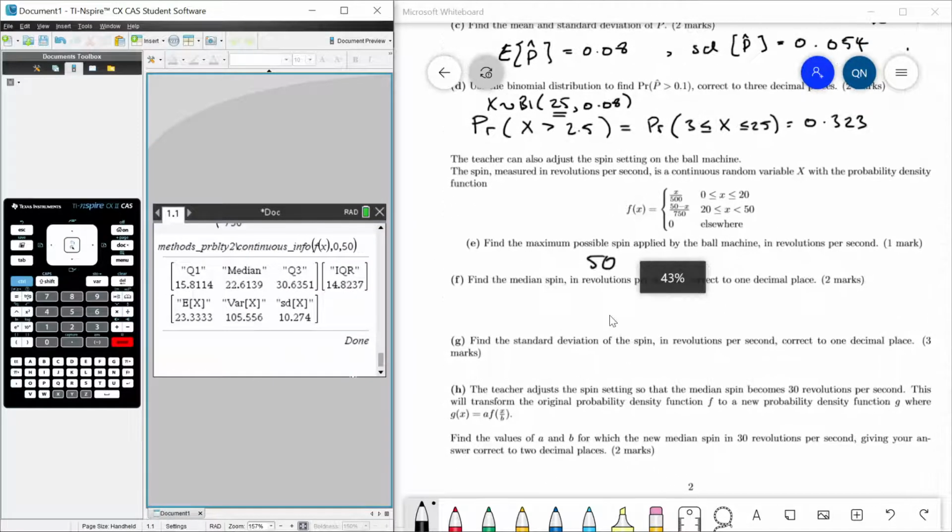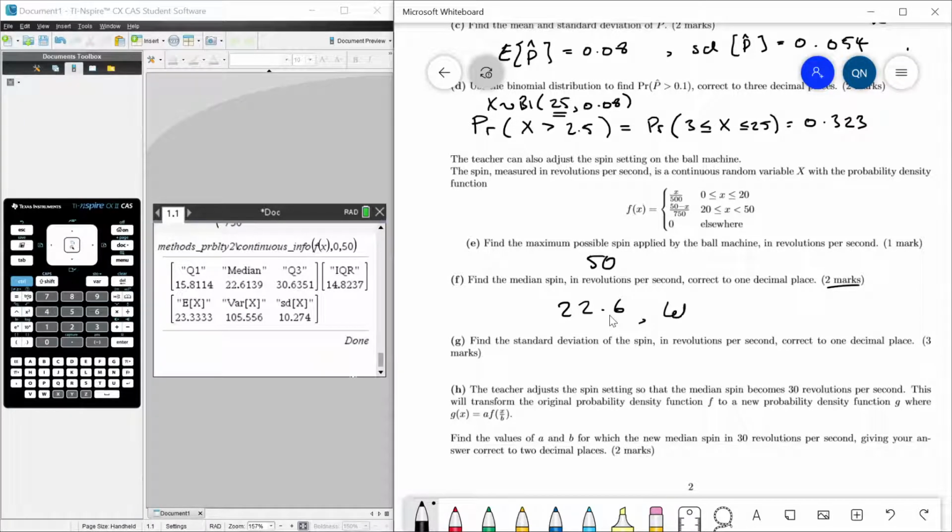So what do we get? We get the median, it's right over there, 22.613, just in one decimal place, so 22.6. If you want to show working out, because this is 2 marks, you would want to let the integral from 0 up to some point b of f of x dx be equal to a half. And you can solve for that b value using the solve command, and that should also give you 22.6.